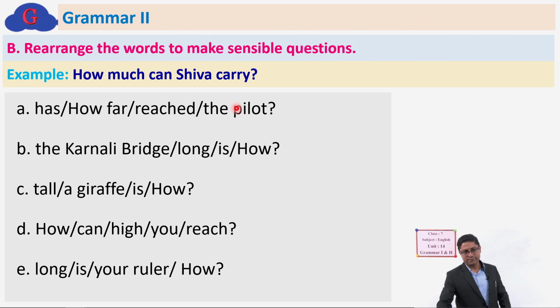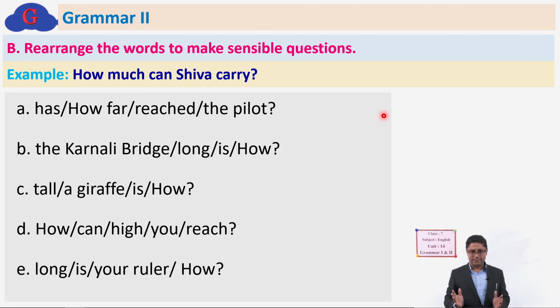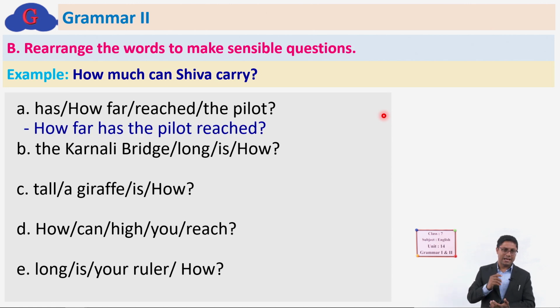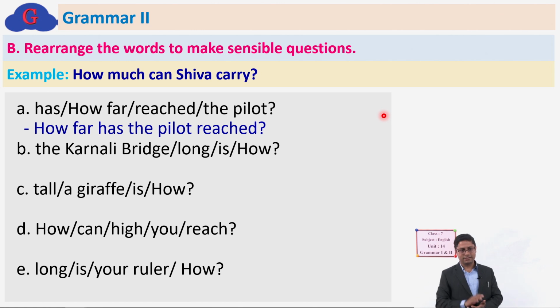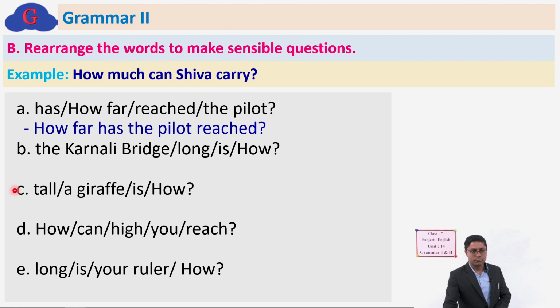Let's start with the first one, A. There is has, then how far, and reached, then the pilot. So can you arrange it? Can you arrange and make a sentence? Right. So we start with, very good, we start with how far, then has the pilot reached? Very good. How far has the pilot reached? So it's about distance. So how far is that?